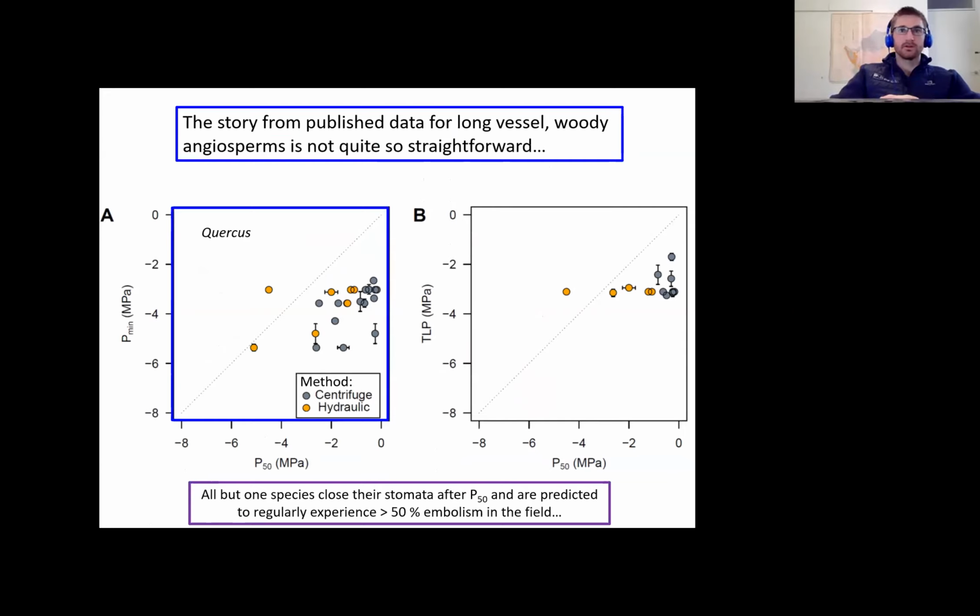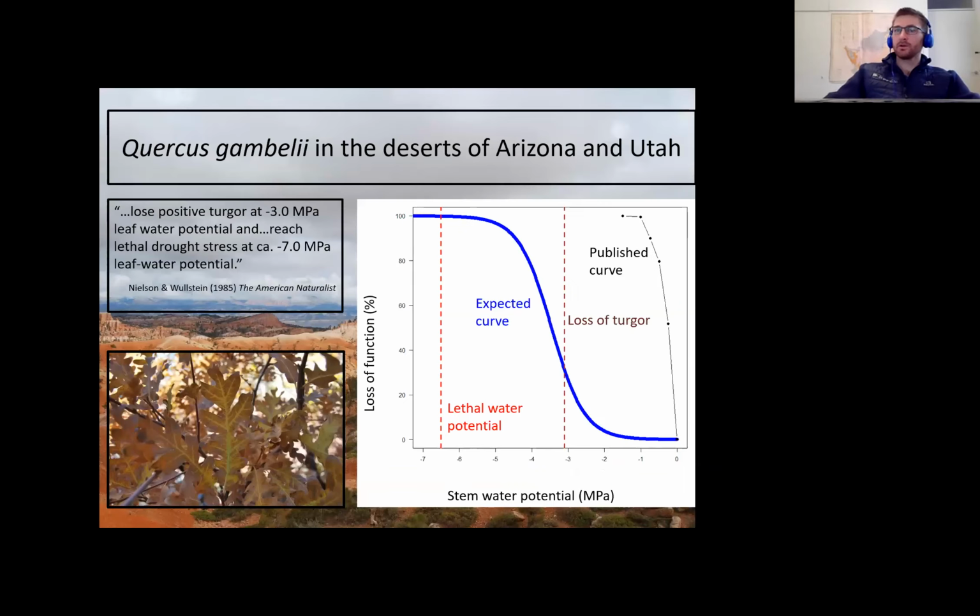So I have extracted data from the literature. A lot of this data comes from that Choat data set, which was a meta-analysis. And what we can see is that a lot of the oaks are predicted to lose a lot of function during a regular season. So some species have P50 values that are very high, that is, they're very vulnerable. The P50 values are close to zero, and we can see that these species unusually, or surprisingly, close their stomata prior to this P50 value. So the question is, what's going on in this instance?